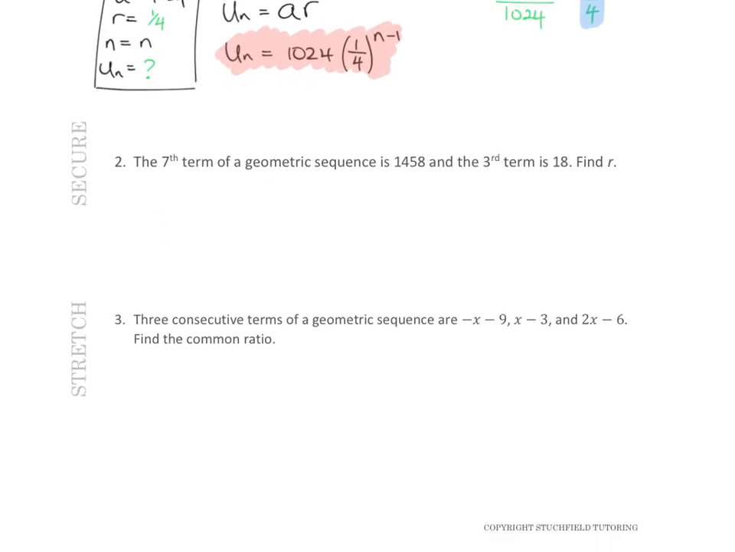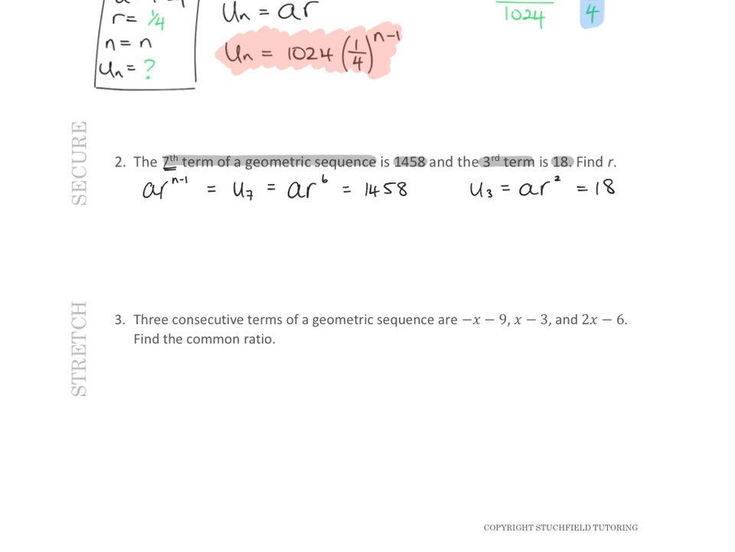Okay, question number 2. The 7th term of a geometric sequence is this, and the 3rd term is this. Now what we can do is we can write these as little mini formulas again. So the 7th term is ar to the n minus 1. So the 7th term, u7, equals ar to the 6, and it equals 1458. The 3rd term, u3, is ar squared, equals 18.